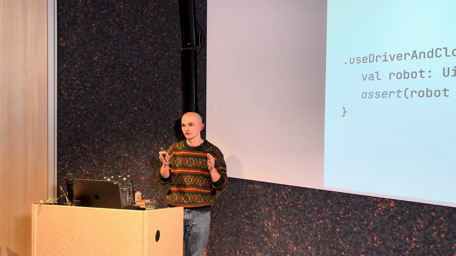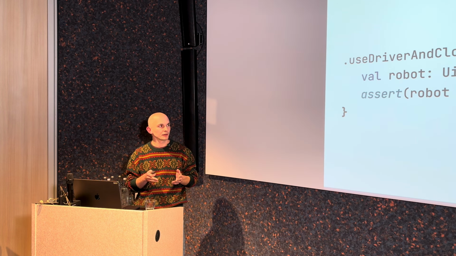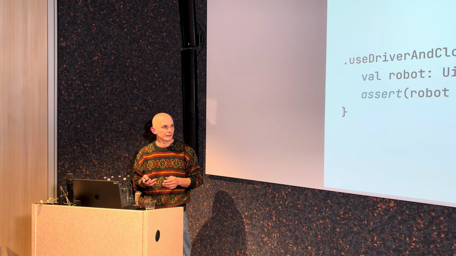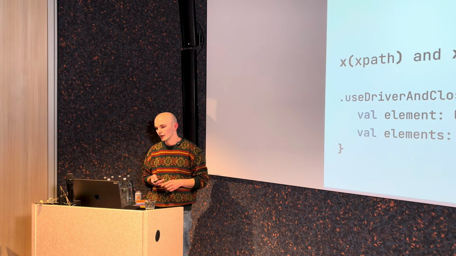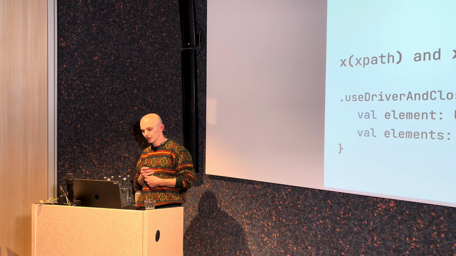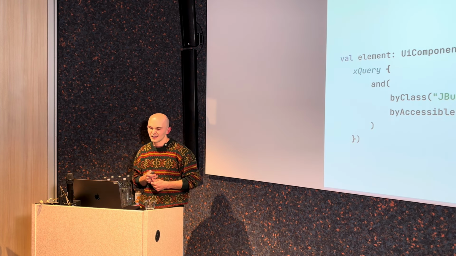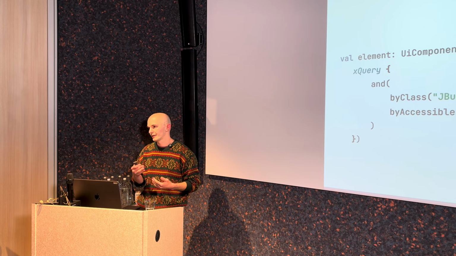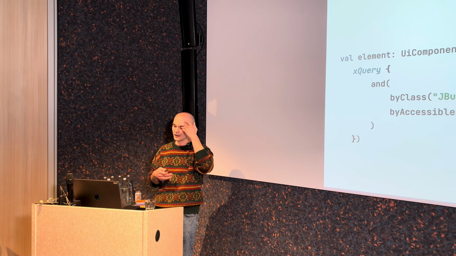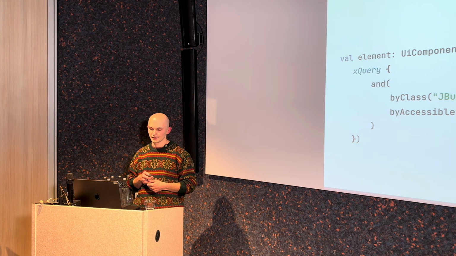Now you're ready to interact with the UI, and for that, driver provides the UI robot, and this is the main tool for locating the elements and interacting with them. It provides two main methods, like x method and double x. The first one returns a single element, and the second one a list of UI components. I get frustrated every time I need to remember the exact syntax of XPath. That's why we also provide an xQuery DSL builder, which will make it easier for you and for me to build XPath queries.